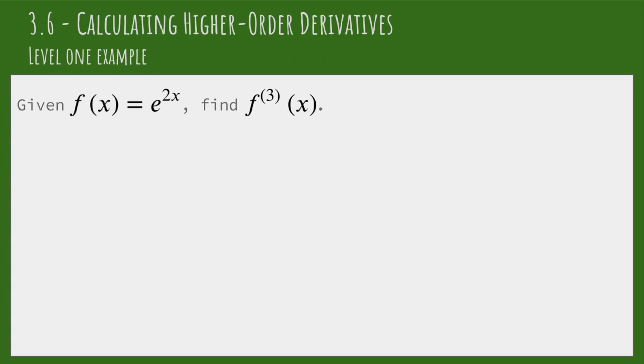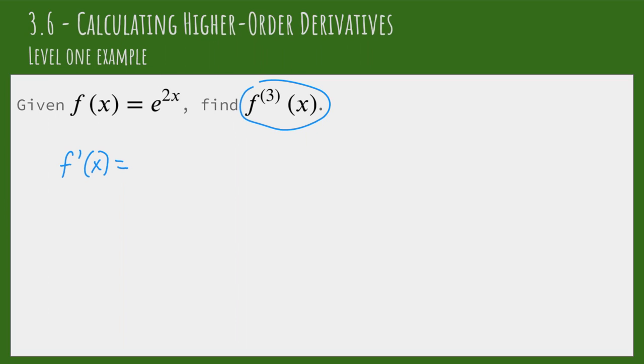I'd like to take a look at a couple examples where we're taking higher order derivatives. So in this particular example, we're given f of x and we want to find the third derivative of f. So we're going to start by taking a first derivative. First derivative, this is no different than we would have done earlier.